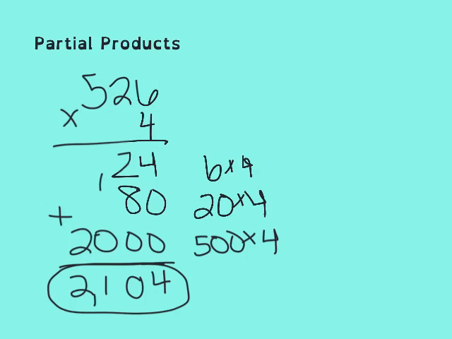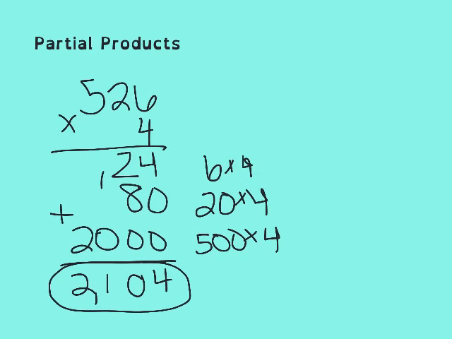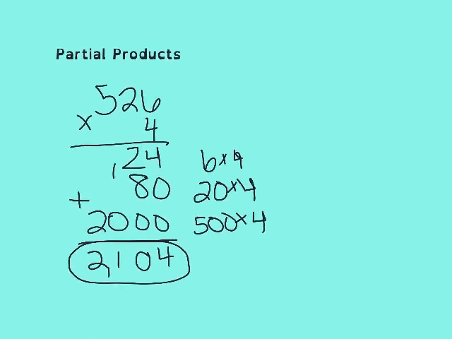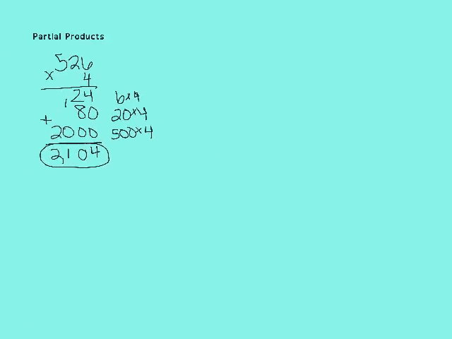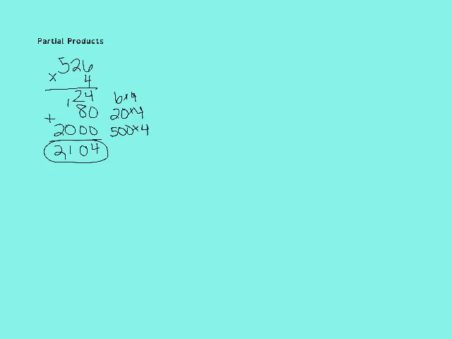So now what I'm going to do is I'm going to do a two-digit number by a two-digit number. So let's do 27 times 61.